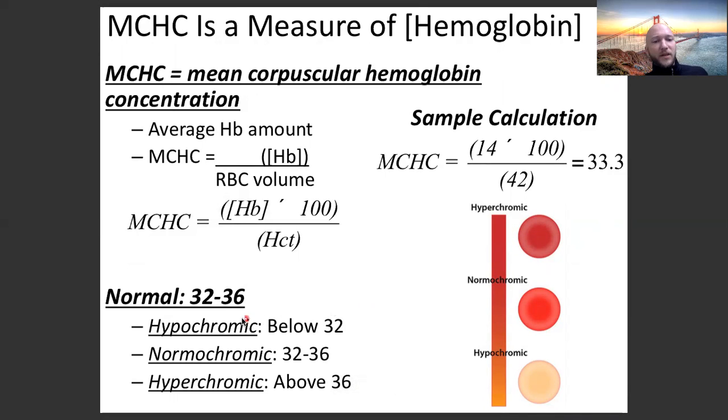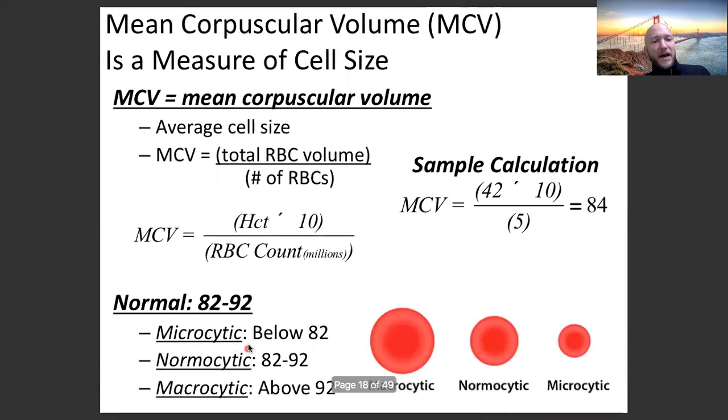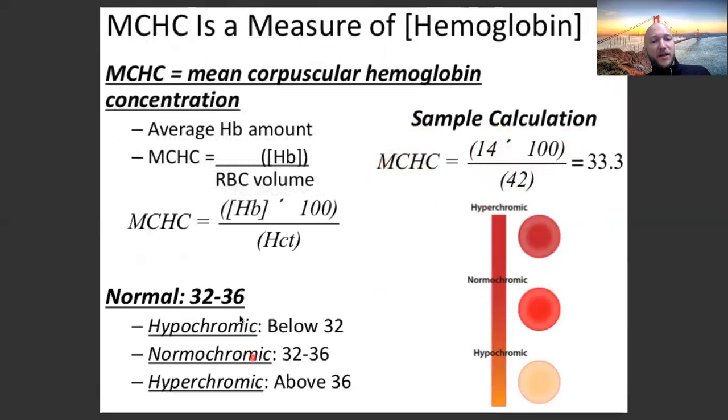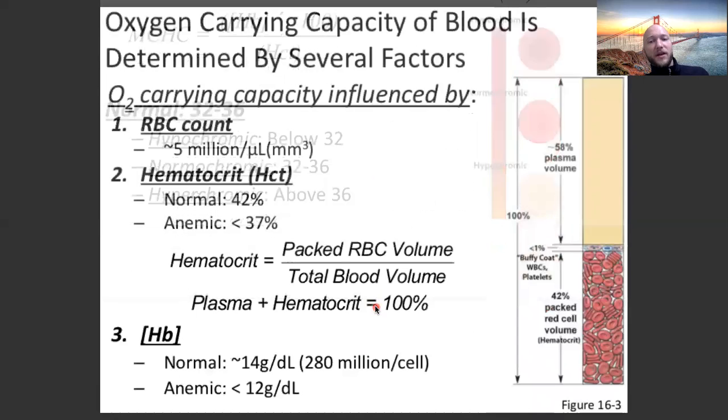So the macrocytic, microcytic, and hyperchromic terms describe what the cells look like, not what's causing it. So you're going to encounter both those naming styles when it comes to anemias and red blood cells.